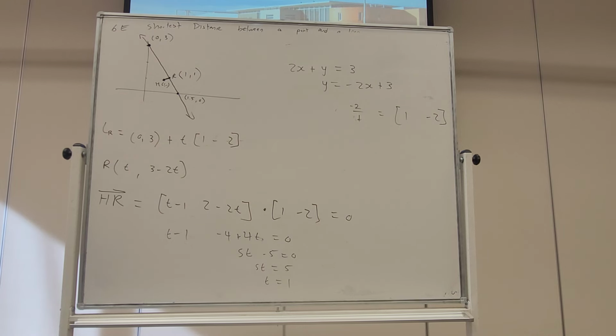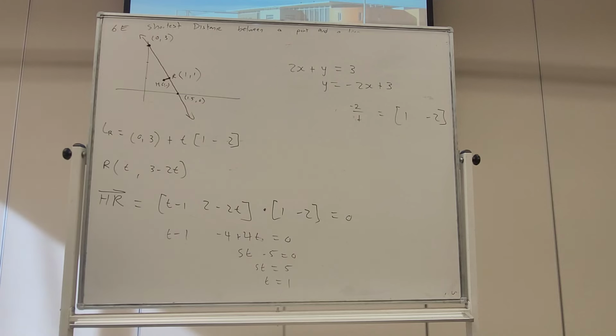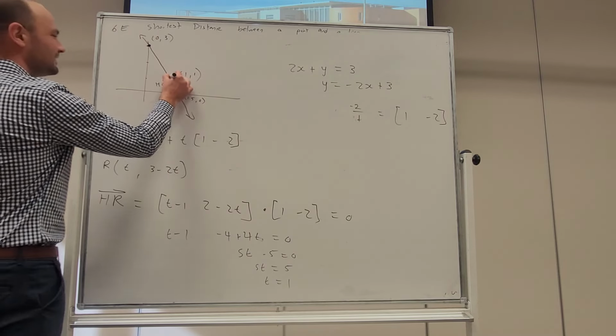Maybe this is the one I was talking about where it lies on the line. 1, 1. When x is 1, y is 1. 2 plus 1 is 3. This is the one that lies on the line. So the shortest distance is the house is on the road. Okay?